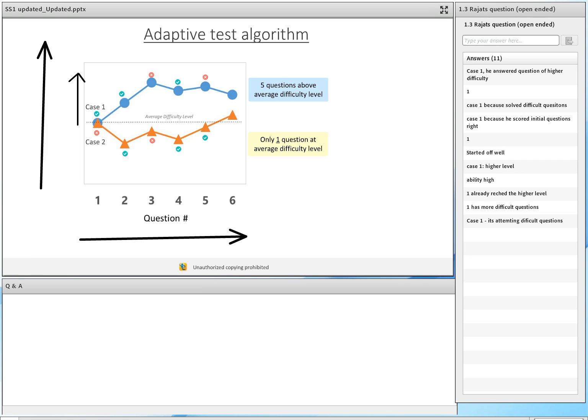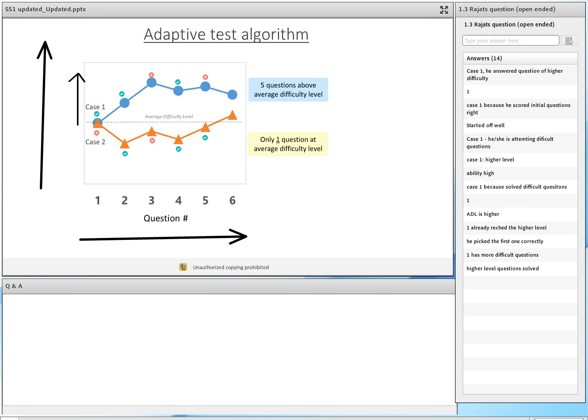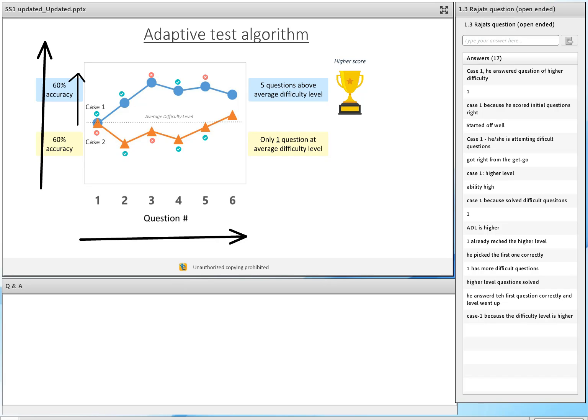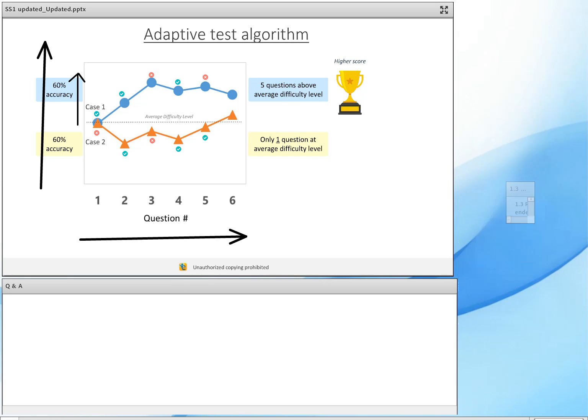As many of you have said, the difficulty level of questions that student 1 answered was much higher, so he has to be doing a lot better. And that is absolutely correct. Even though both of them have answered 3 out of 5 questions correctly, so their accuracy is 60%, student 1 received 5 questions. Each one of those questions was either at the average difficulty level or above the average difficulty level.